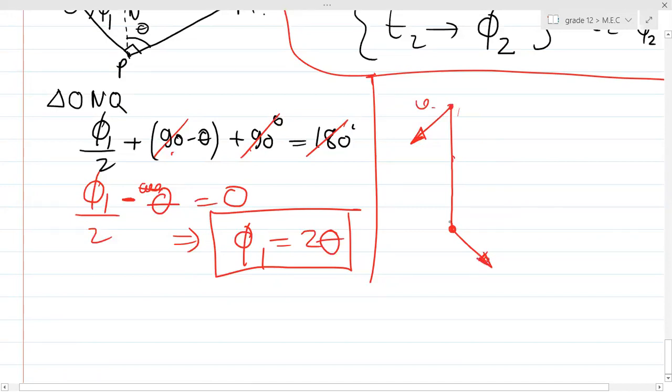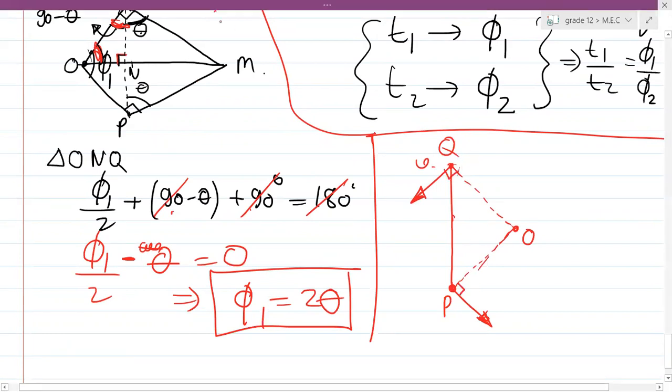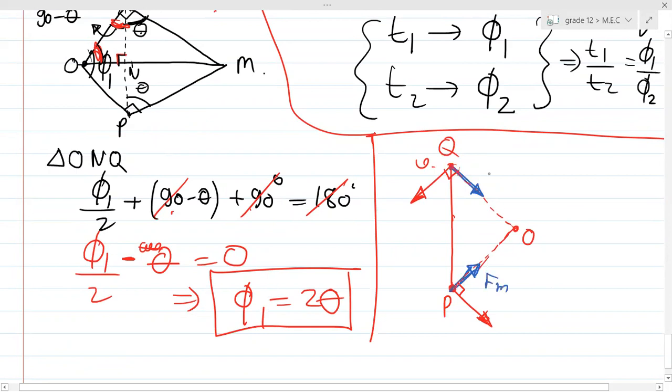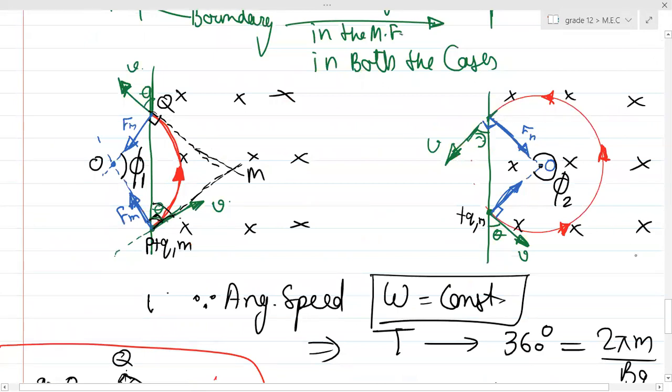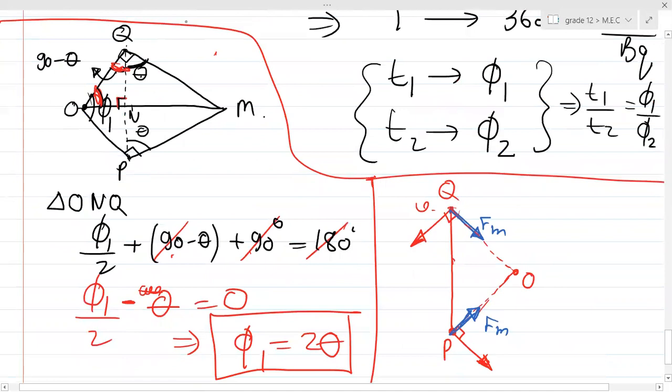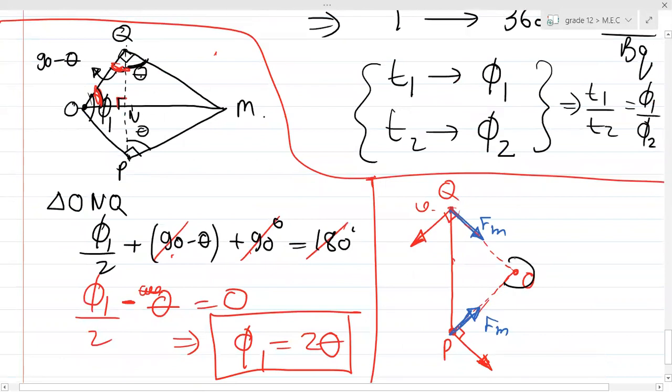This is the case, right? Guys, was this the case in the second case? Tell me, was this the case or not? Can you see, was this the case? I'm not drawing this red part. I just want the value of phi 2 in terms of theta. So basically, this angle was how much?